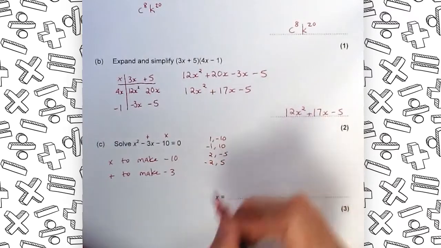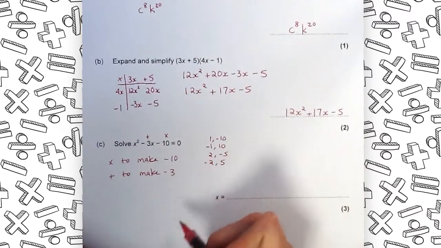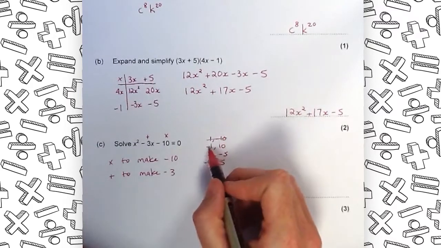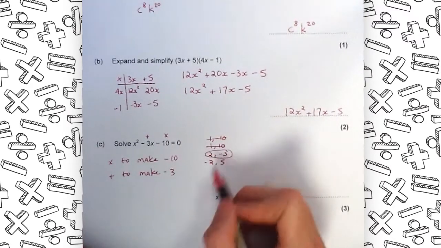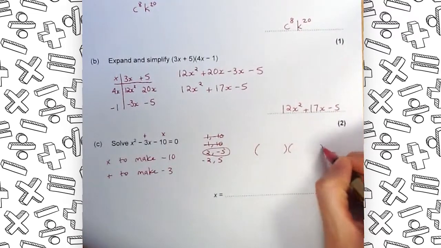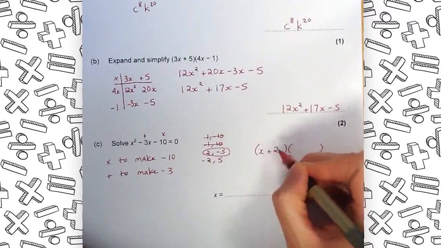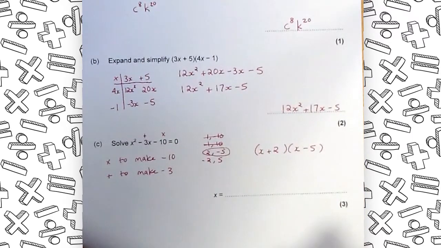I'm now going to look through these pairs of factors to see which ones would add to give me minus 3. This one does not, this one does not, this one works because 2 add minus 5 gives me minus 3, so I now know that my brackets are going to be x plus 2 and x minus 5.